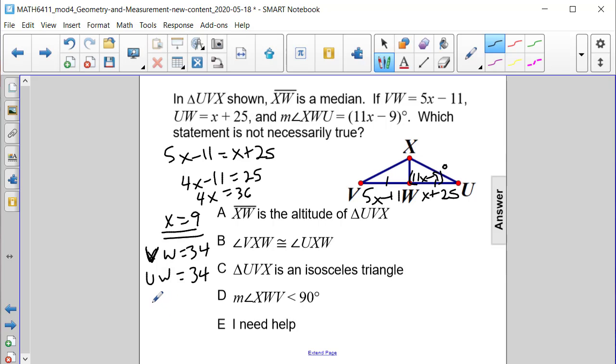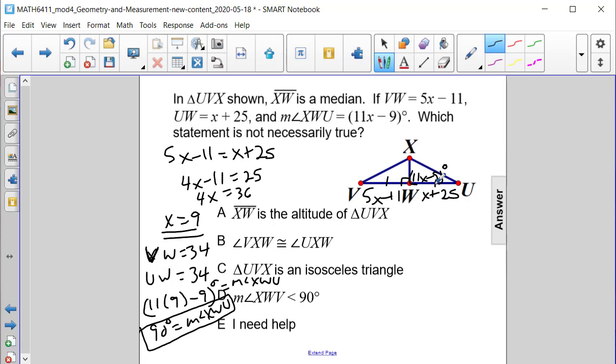And now let's actually look at our angle. Angle XWU is 11x minus 9 degrees, so that's 11 times 9 minus 9 degrees. And that's again going to be the measure of angle XWU. And when I evaluate this, it'll be 99 minus 9, which is 90. So that is the measure of angle XWU.